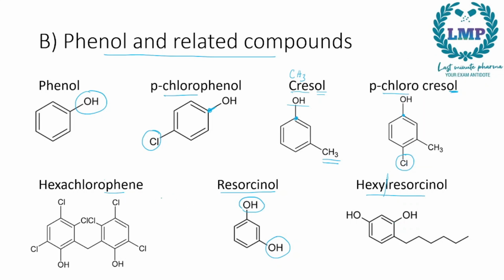Next we have hexachlorophene. In hexachlorophene we have hexa. Hexa means 6. Chloro is chlorine group.